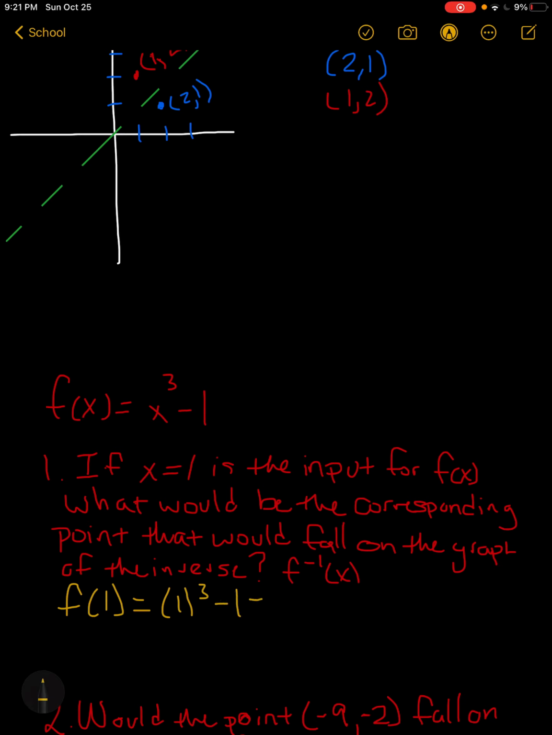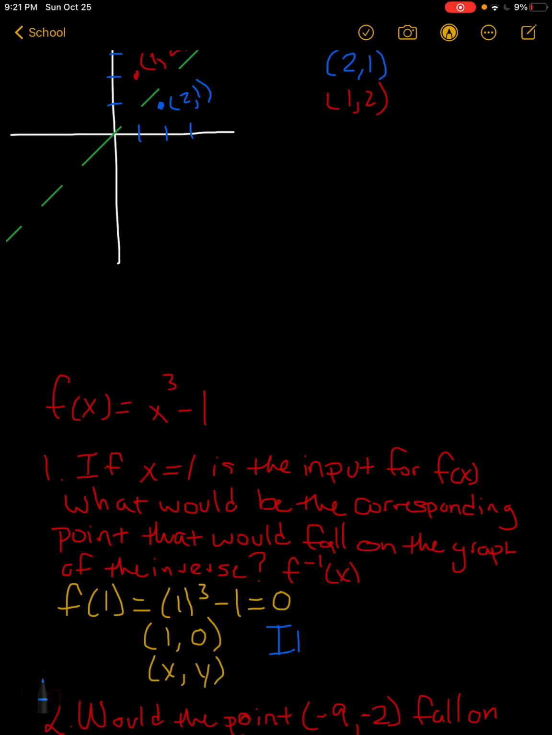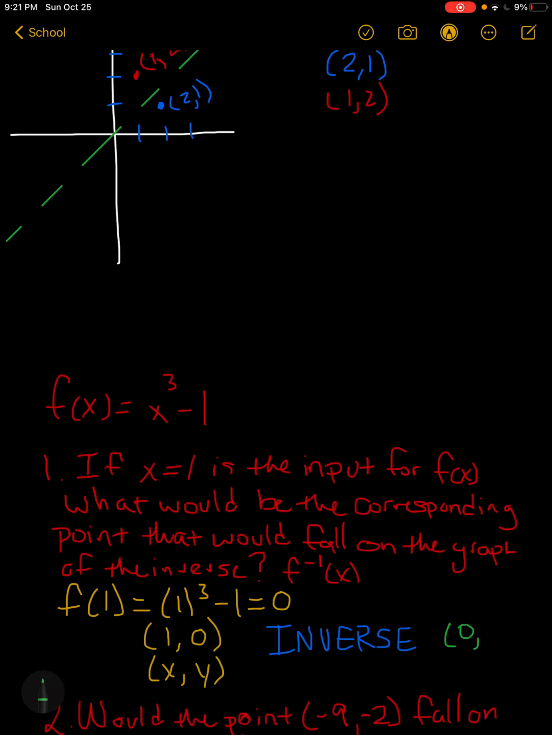When I simplify that, I get 0. So on my original graph, I have this point of (1, 0). On my inverse, if I do my inverse now, what I'm going to end up with is (0, 1), because y and x switch places.